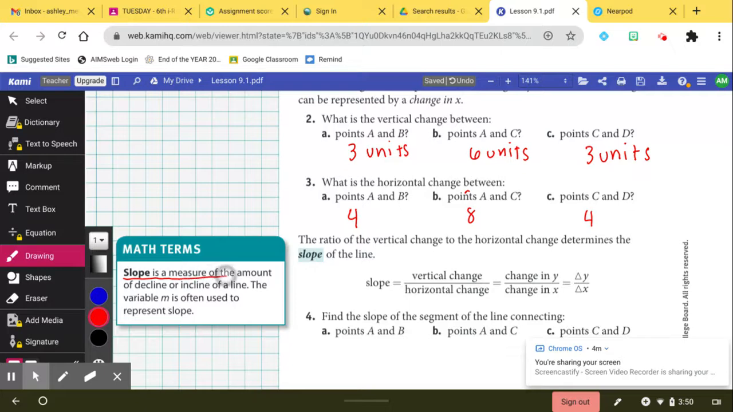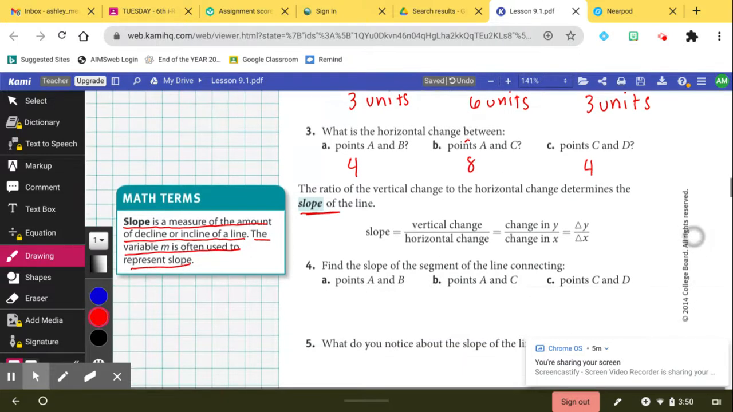Slope is the measure of the amount of decline or incline of a line. The variable m is often used to represent slope. So the ratio of the vertical change to the horizontal change actually gives us the slope of the line. It tells us how steep it is.